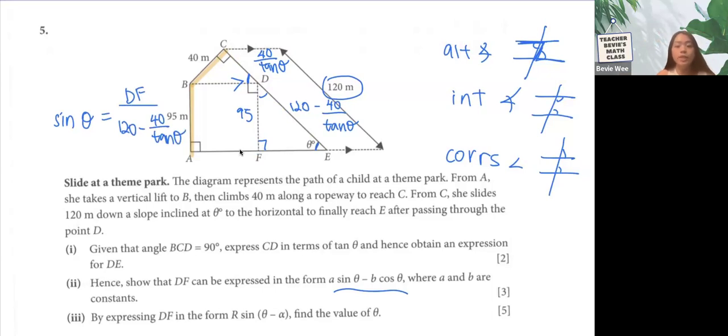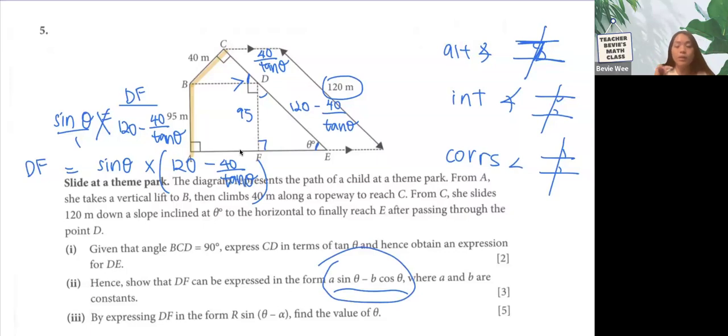Over DE, which is 120 minus 40 over tangent theta. Okay. Cross multiply, you let DF stand alone. Sine theta times 120 minus 40 over tangent theta. Okay, it's coming out soon, but you are going to manipulate it for me. All right, you see what form they want? They only want sine and cosine, but I still have a tangent in there.